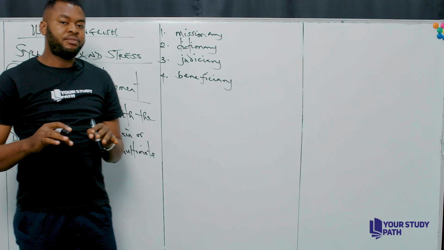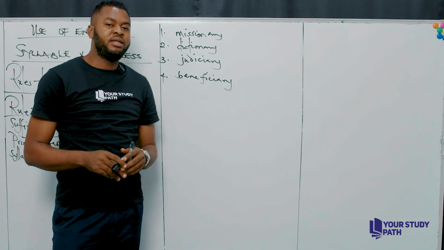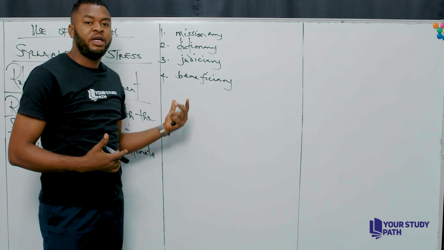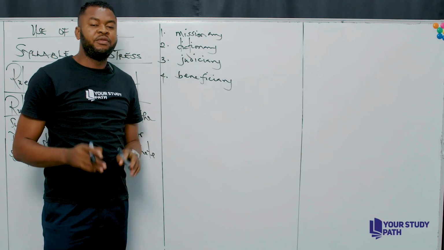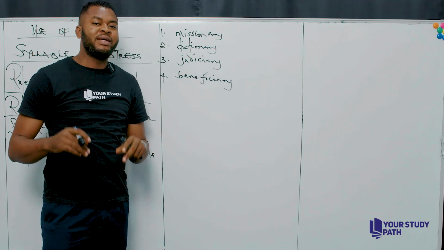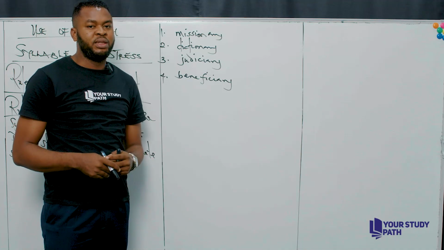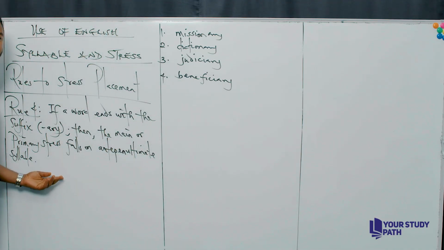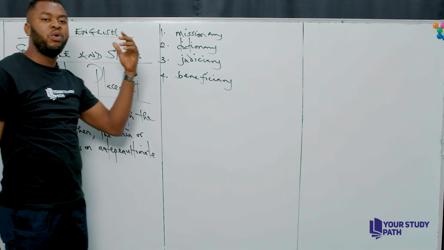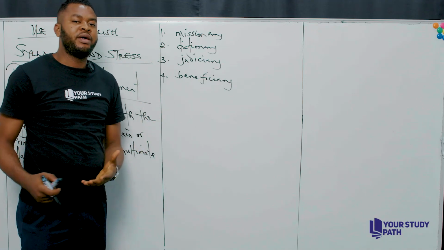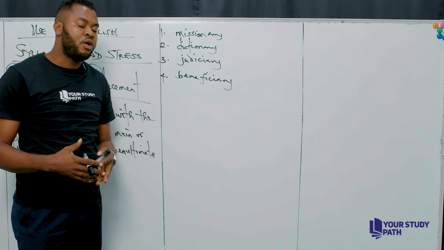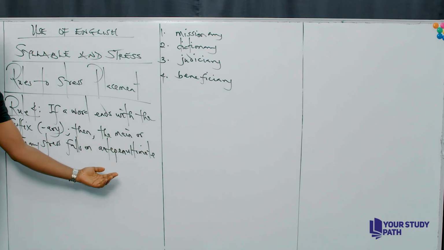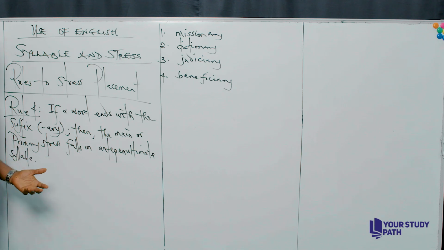And like I told you yesterday, when you have a word, the first thing for you to do is to make a syllabic division of that word, after which you apply the rule to it. And what does the rule indicate? That once the word ends with ary, you're to place a stress on the antepenultimate syllable. That's the third to the last syllable.